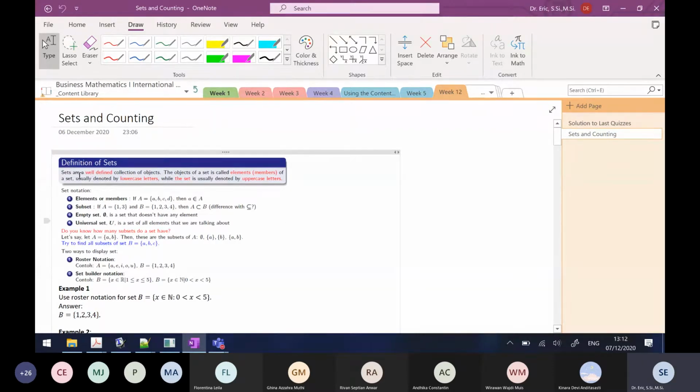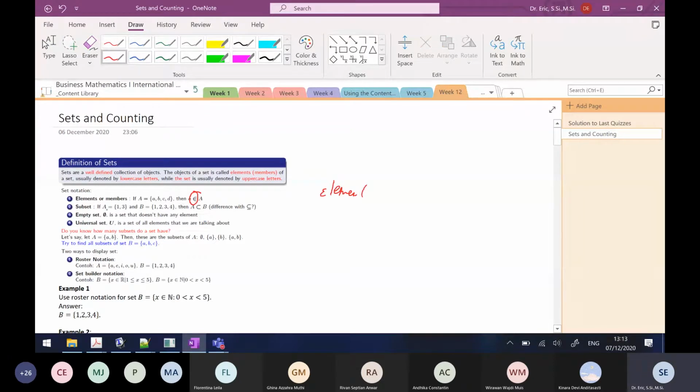Okay, sets are a well-defined collection of objects. The object of a set is called an element or a member of a set, usually denoted by lowercase, while the set is usually denoted by uppercase. And elements or members, if a is in A, then a is an element, a member of A, okay, yeah?